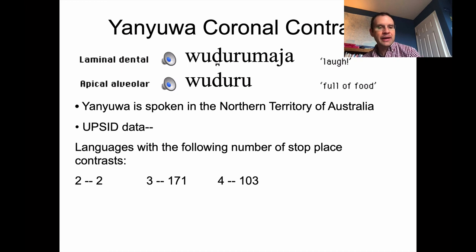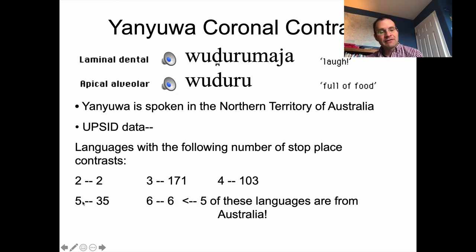So there's 103 languages that have four different stop places of articulation. 35 have five different places of articulation. And then six have six, which is a lot. And it turns out that five of these languages are from Australia. So Australia is kind of funny because most or a lot of Australian indigenous languages do not have fricatives for whatever reason, but they do have a lot of stops.